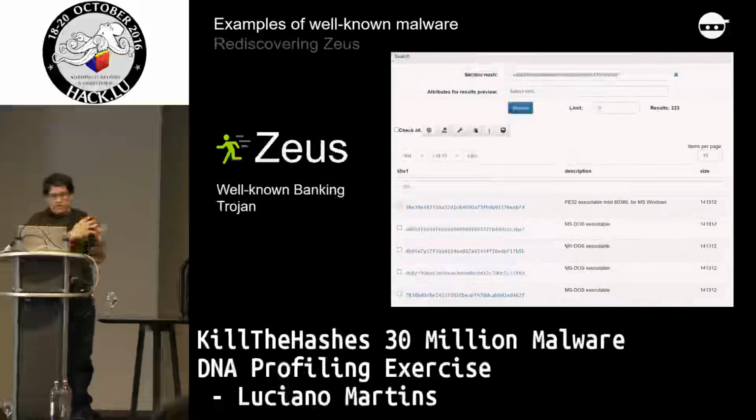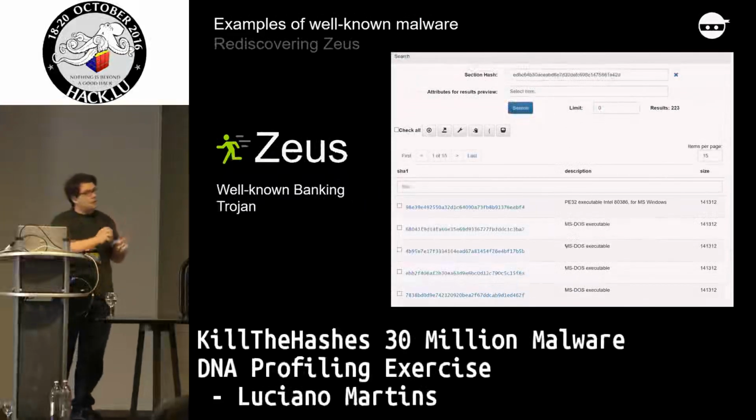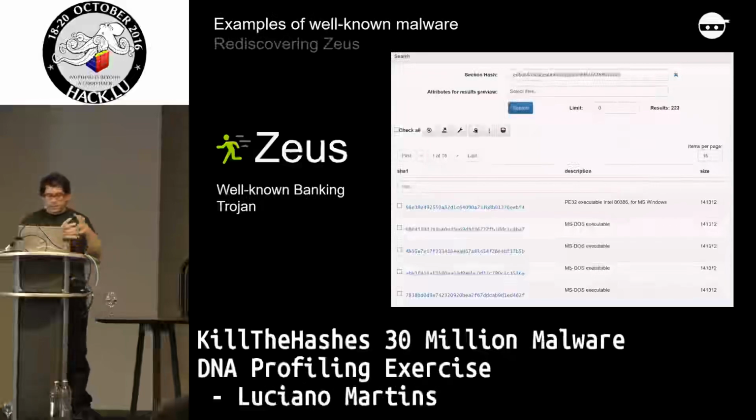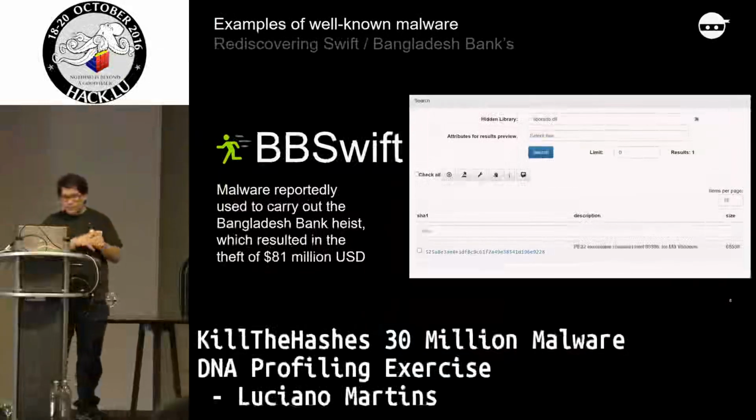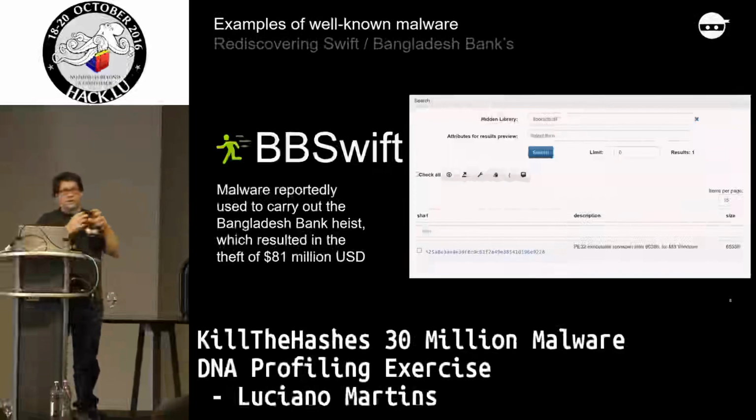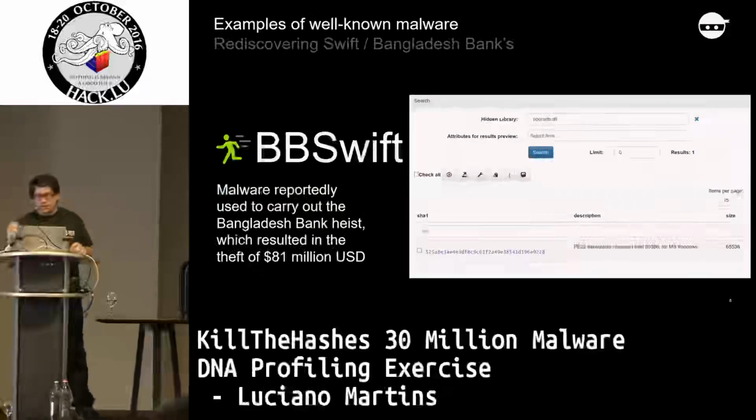Again, imagine a way that you can put a section of the file and it gives you all these other malwares that match that thing. And the same goes for BB Swift, giving you all these files that have that reference within the files themselves, the reference text within the files.